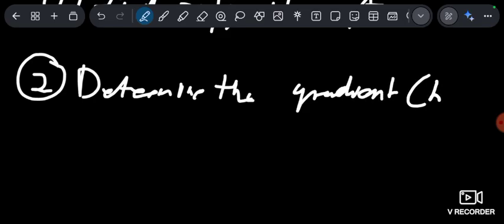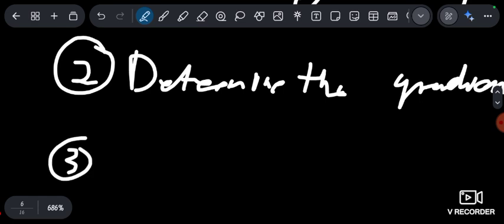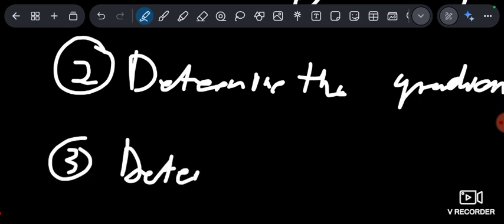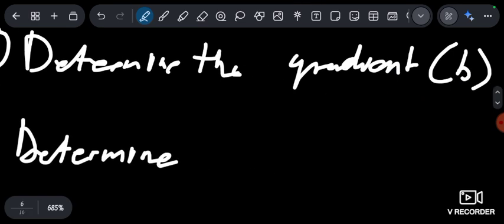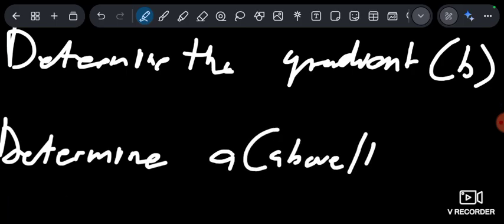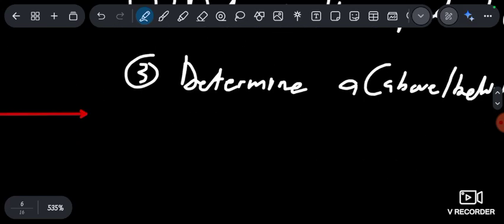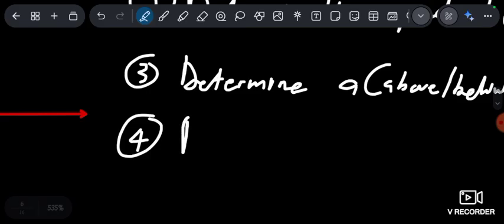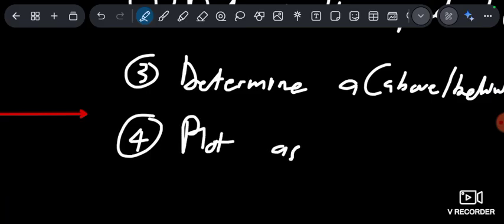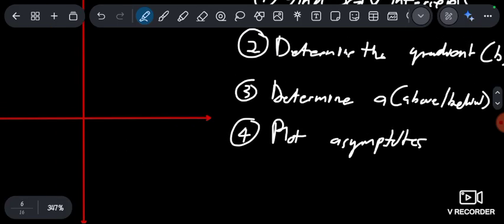What did I say the gradient is? B, right? Now, also number 3, determine A. So here in A, we're trying to see if it's above or if it's below, right? You're trying to do all those things. Now, what you're going to do after that is plot the asymptote. If it's not there, we know, of course, it is just going to be the x-axis.